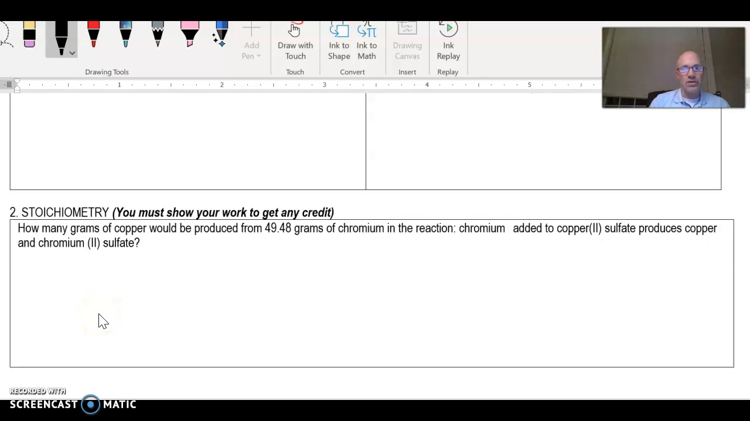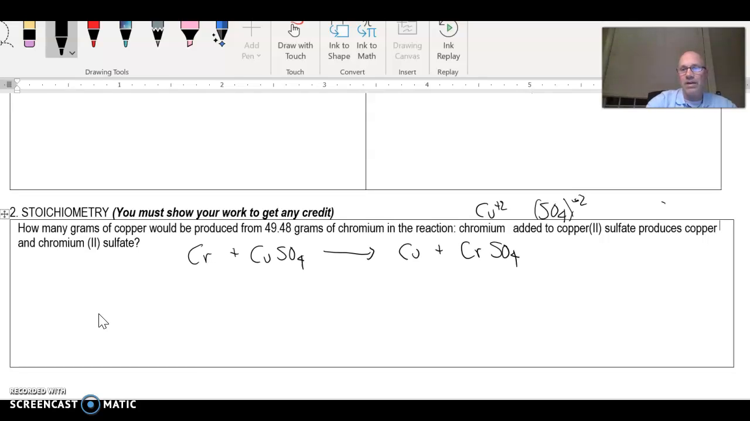All right, so let's turn these word reactions into formula reactions. Chromium is just going to be Cr, plus copper 2 sulfate. You crisscross between copper 2, which means copper plus 2, and sulfate, which is SO4 minus 2. Crisscross those, and you end up getting CuSO4. That's going to produce copper, which is Cu, plus chromium 2 sulfate, which is going to be CrSO4.